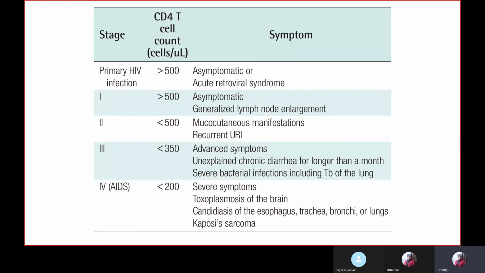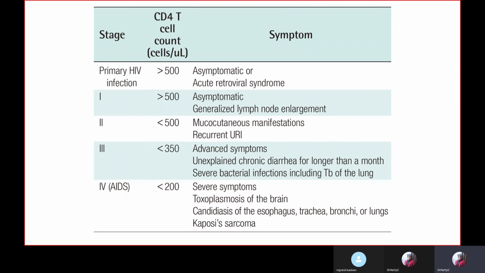Then after that, the patient goes to stage 1. During that time also, the CD4 cell count will be quite normal. The patient will slowly have lymph node enlargement, a generalized lymph node enlargement. Then slowly all the other lesions will start. The CD4 cell counts also get decreased day by day. The patient will have mucocutaneous manifestations. There will be recurrent upper respiratory tract infections, and even UTI also. Then slowly the CD4 cell counts get reduced even more.